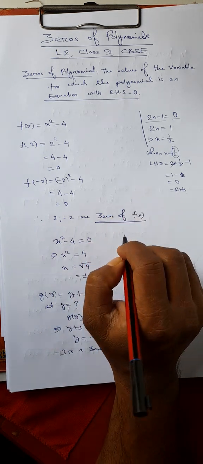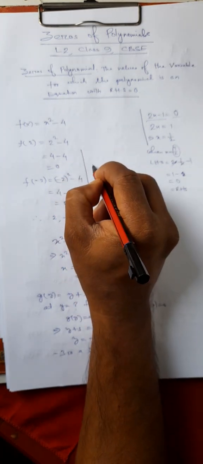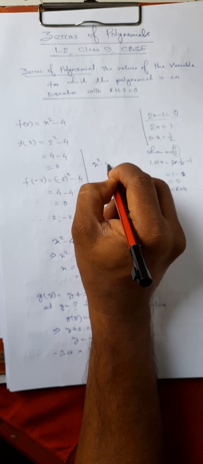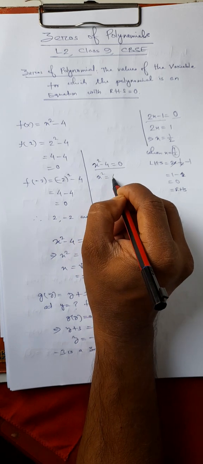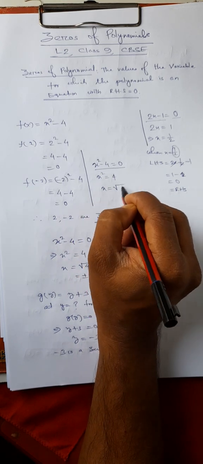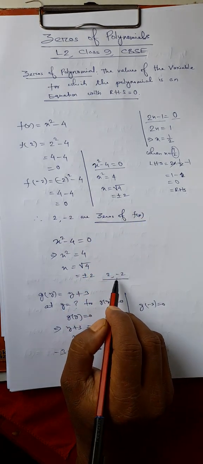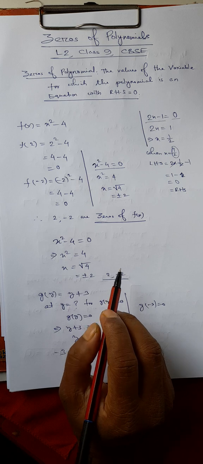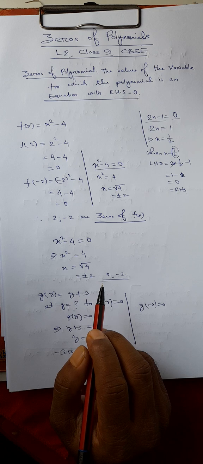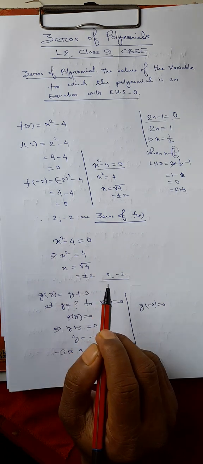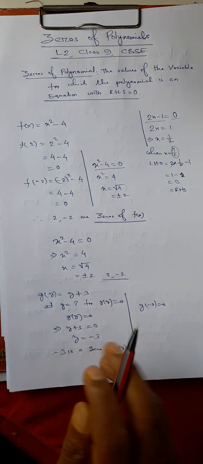That means to find the zeros of the polynomial, we will consider the polynomial as an equation with right hand side 0. You solve this equation, x square equal to 4, x equal to square root of 4. This means plus minus 2, right? So you can find the zeros of the polynomial by converting the polynomial into an equation with right hand side 0. Then solve that equation, find the values of the variable, and you will find the zeros of the polynomial.